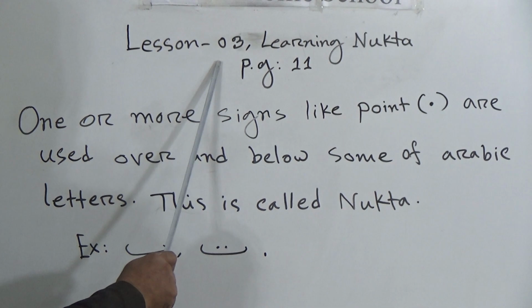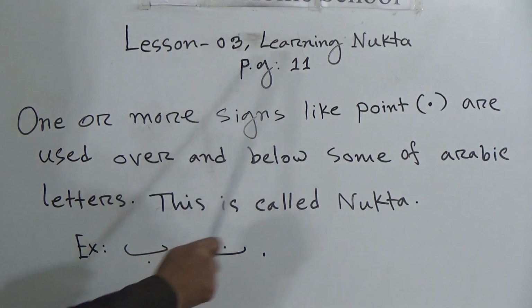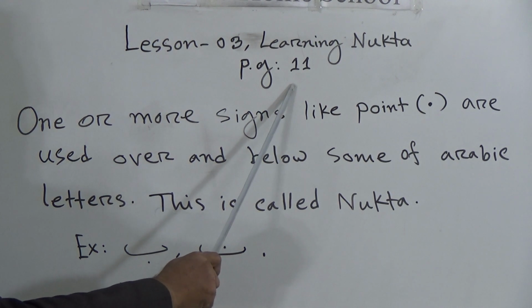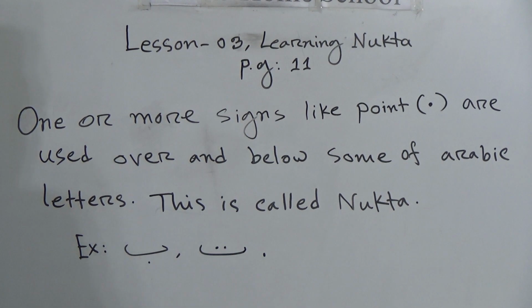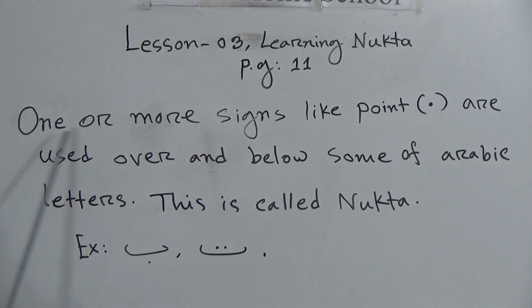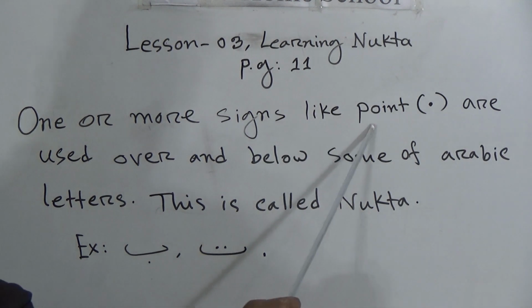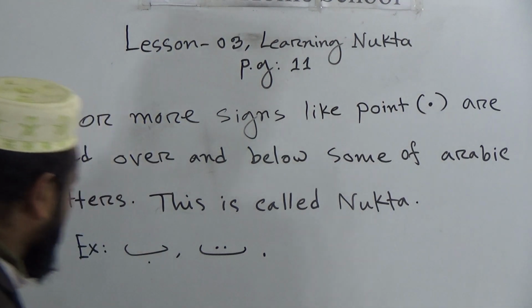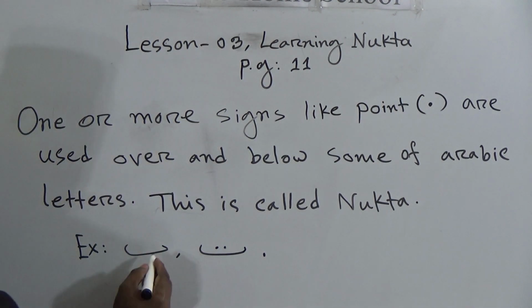Lesson number 3. Today's lesson is lesson number 3, learning Nukta, and page number 11 from your book Islamic Studies and Arabic. Okay, definition of Nukta: one or more signs like point are used over and below some of Arabic letters. This is called Nukta. Example: this is one letter and this is like point. This is as like as point. This sign name Nukta.